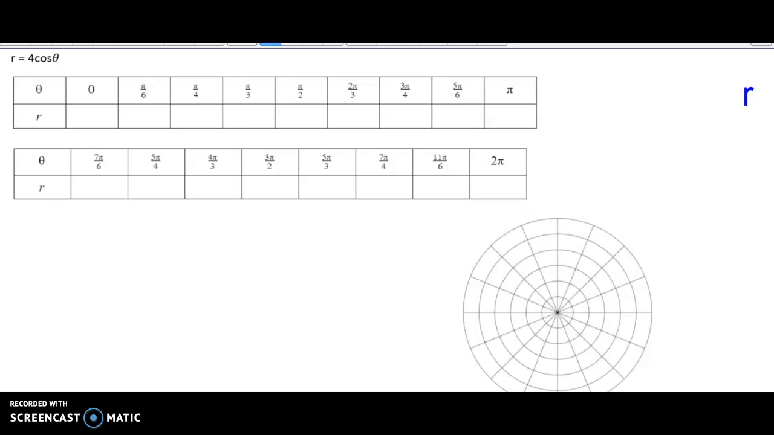All right, this is 9.2 part 2. I'm going to go over just a couple examples here to introduce a little bit more in depth on these polar equations and graphing. So on your notes, this first example that you have is r equals 4 cosine theta.